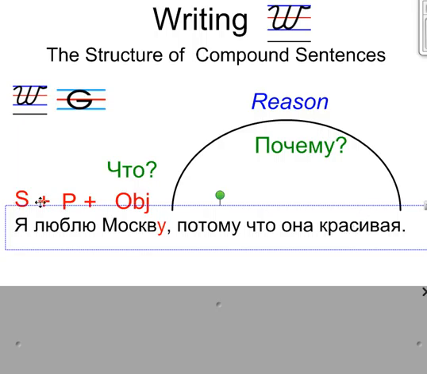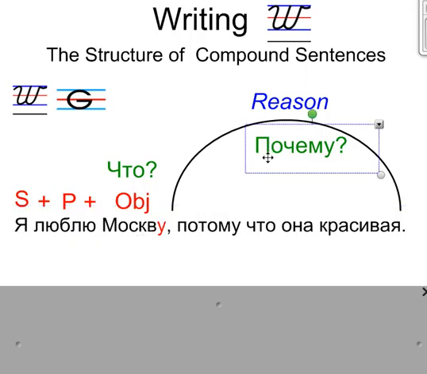So you have subject plus predicate plus object, and a sentence that explains your reasoning for the first sentence. Я люблю Москву. Почему? Why? Потому что она красивая. Я люблю Москву, comma, потому что она красивая.